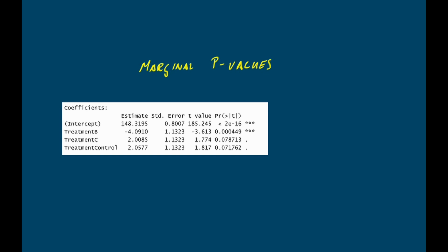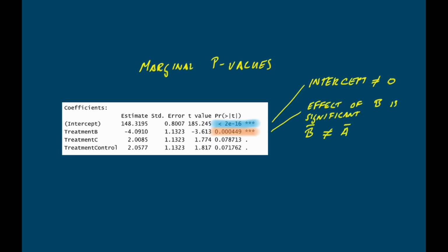So what do these marginal p-values mean? Well, that one there, the one for the intercept, is telling us that our intercept is significantly different from 0, which isn't particularly helpful. But what about the next one, the one for treatment B? Well, remember that this is a table of contrasts, so the treatment B line is telling you about the effect of treatment B when compared to treatment A. That very small p-value there is telling us that the effect of treatment B is significant when you compare it to treatment A. In other words, the mean for treatment B is significantly different from the mean for treatment A.